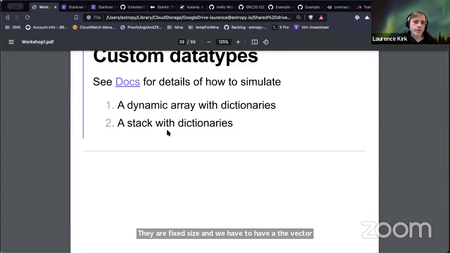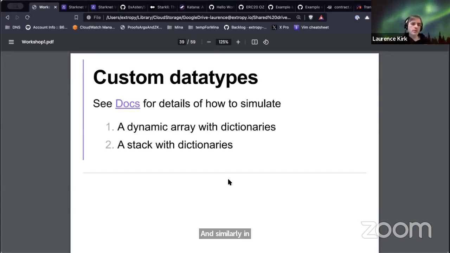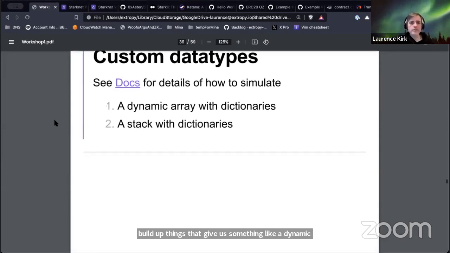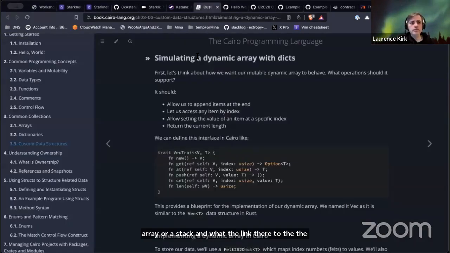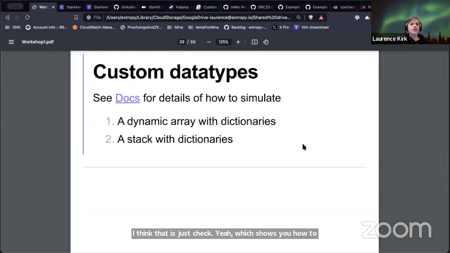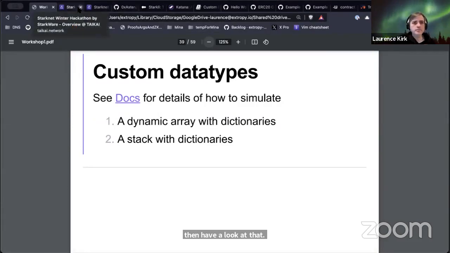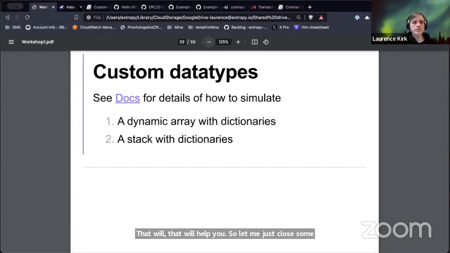And similarly in Cairo, we can use dictionaries to build up things that give us something like a dynamic array or a stack. I've got a link there to the Cairo book, which shows you how to do that. So if you need that type of functionality, then have a look at that. That will help you. So let me just close some of these tabs now that I've used them.